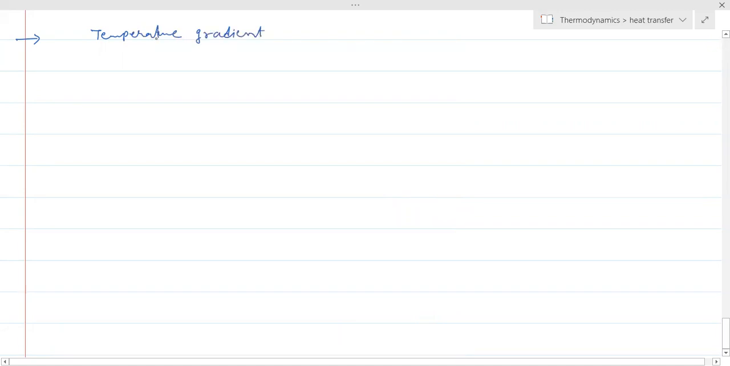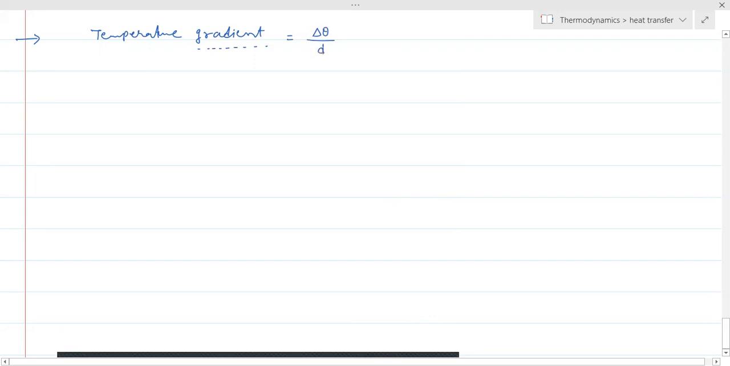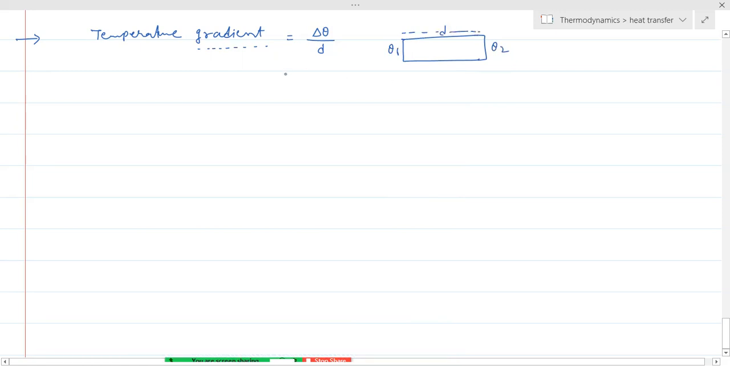Now we will focus on the basic parameter, temperature gradient. In physics, whenever you have the term gradient, in the denominator you are going to have length. If somebody asks for temperature gradient, you write delta theta, the temperature difference, divided by length. For example, theta 1 is the hot end and theta 2 is the cold end, and this length is d. Therefore the temperature gradient is theta 1 minus theta 2 by d.